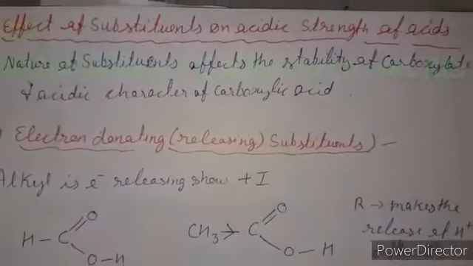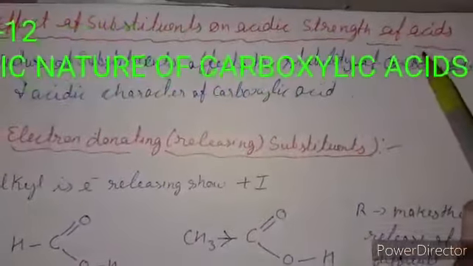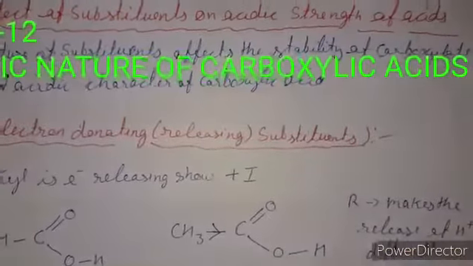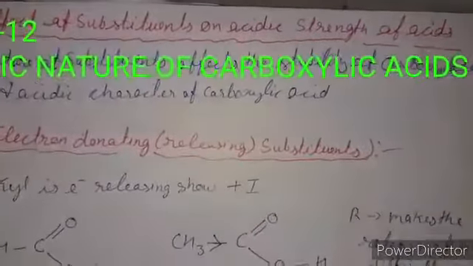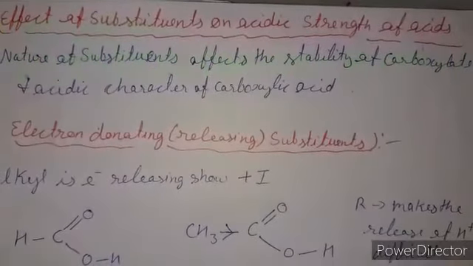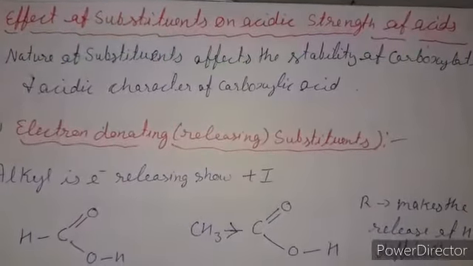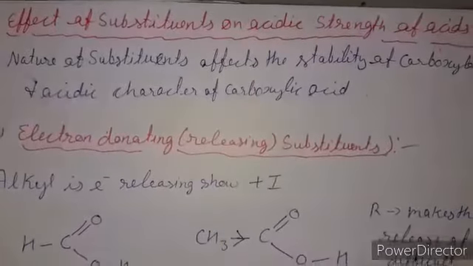Students, today we are going to start the effect of substituent on acidic strength of carboxylic acid. In our previous video we discussed the acidic character of carboxylic acid with the help of dissociation constant. The greater the value of the dissociation constant, the stronger the acid. The smaller the value of the dissociation constant, the weaker the acid. And we also discussed the relation between pKa value and dissociation constant.